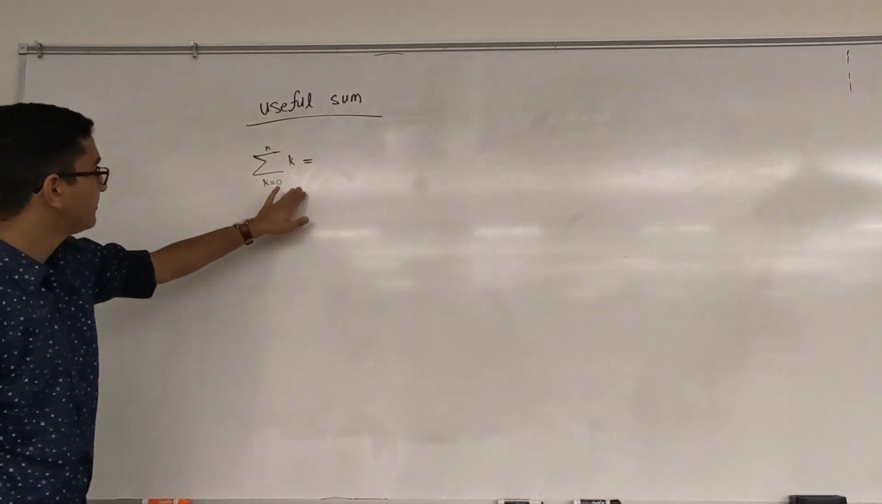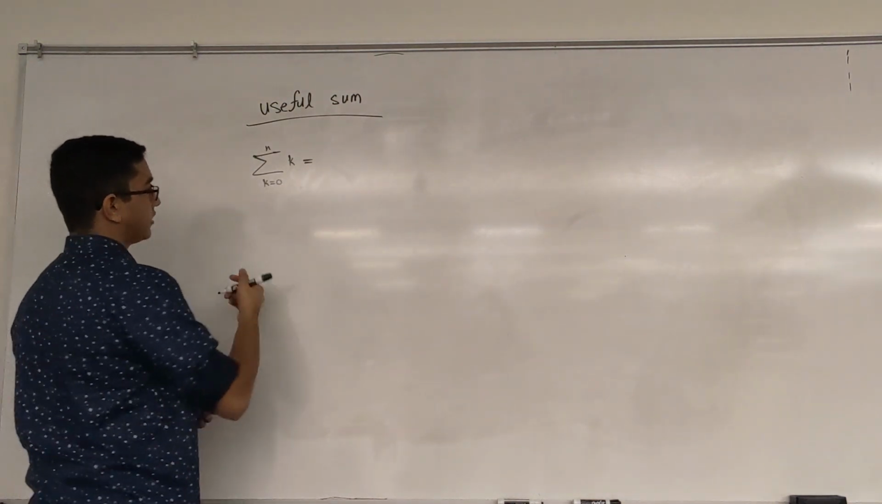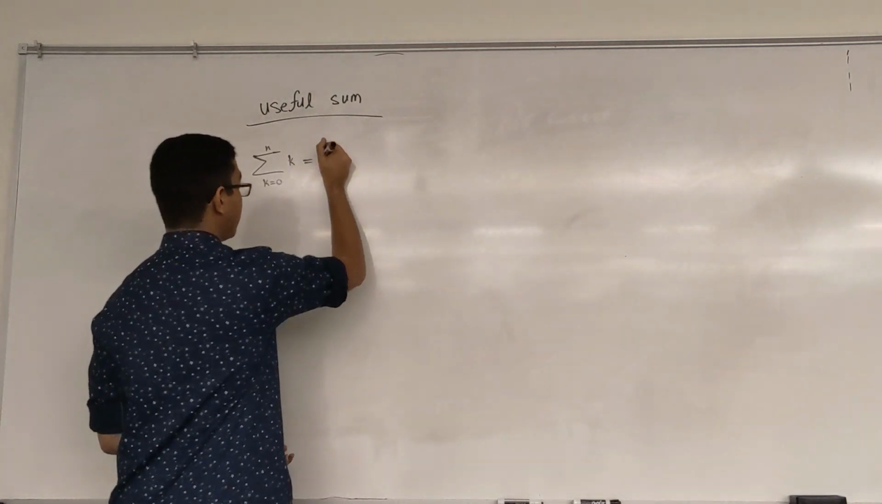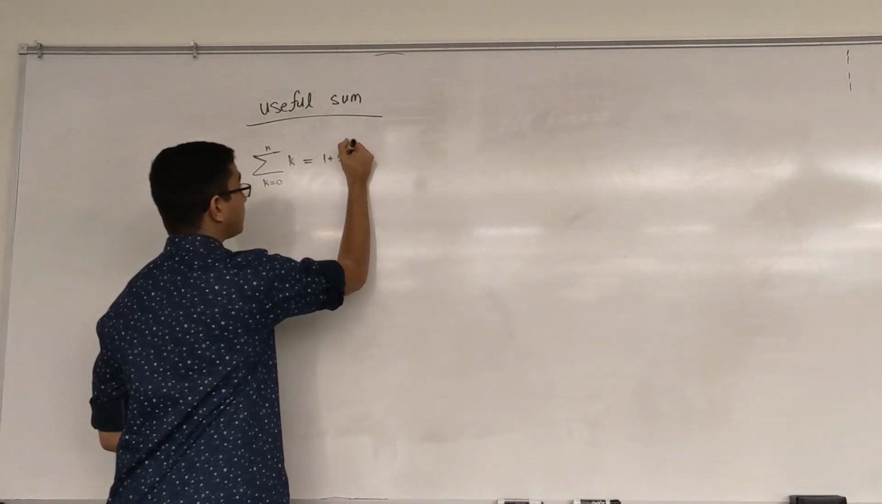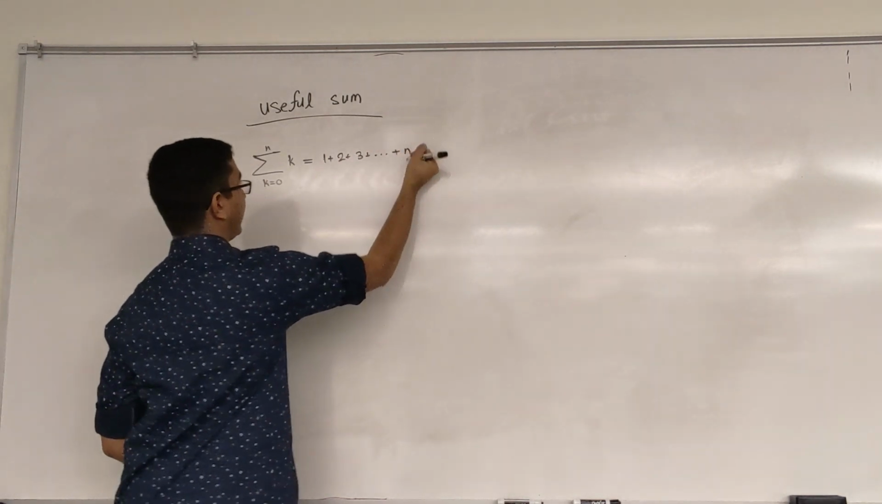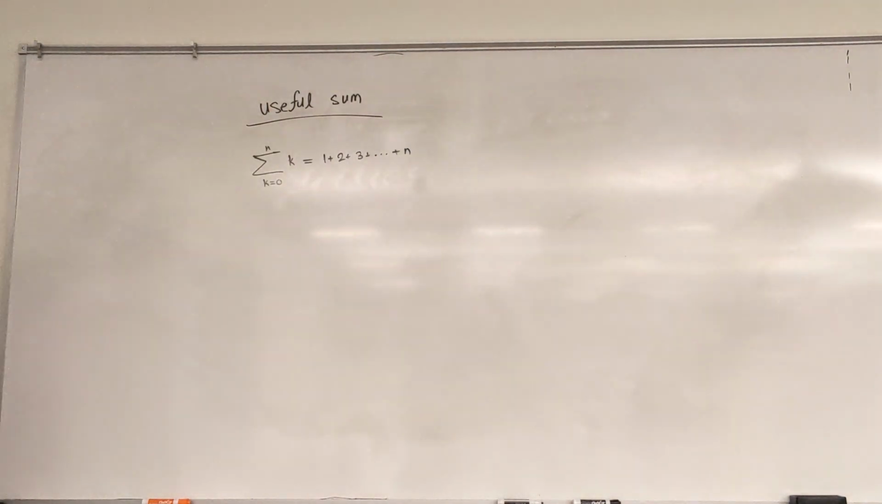So when we sum up these values of k, we're essentially starting with 0. So 0 plus, well, we're not going to include that because it's 0. So 1 plus 2 plus 3 plus, all the way to whatever the value of n is. And we'll keep doing that for all values of n.